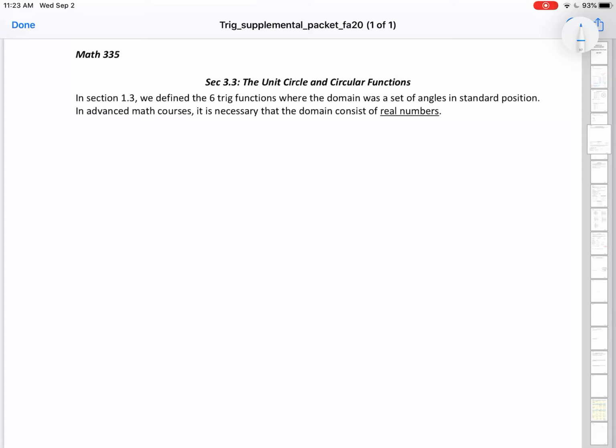And the way that we do that is by utilizing the unit circle. So what is the unit circle? It's a circle where r is 1. And so keep in mind, arc length s is equal to r theta. If r is equal to 1, then theta is equal to s. And that's the definition of a radian.